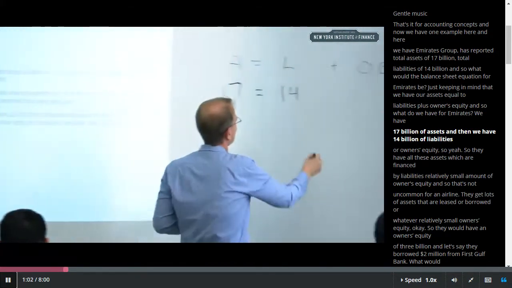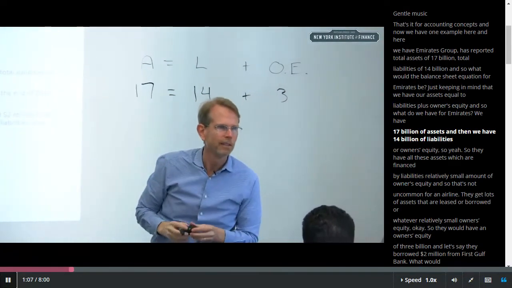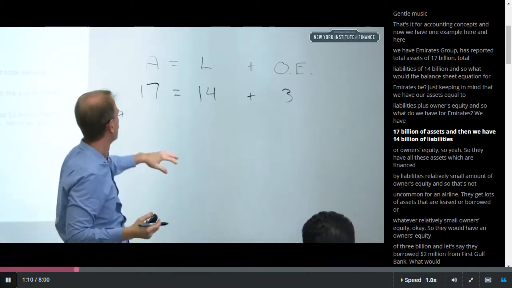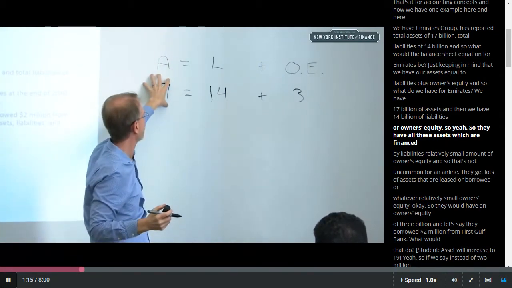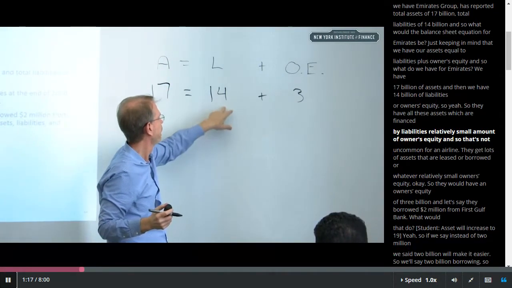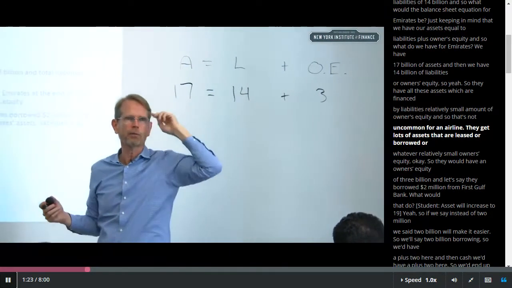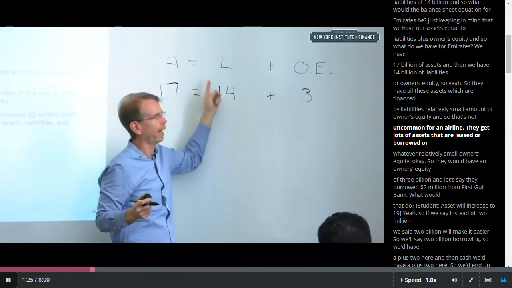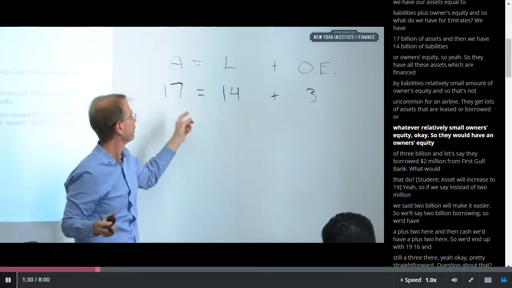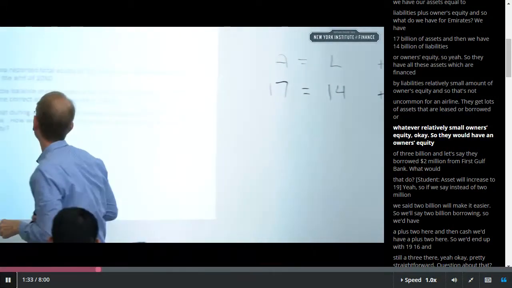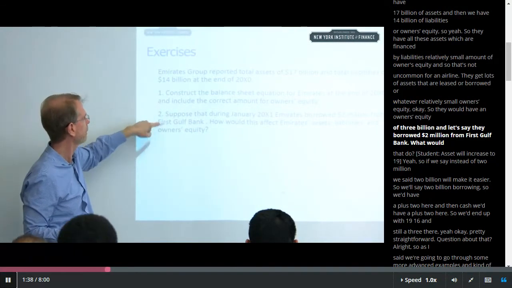We have the owner's equity. So they have all these assets which are financed by liabilities, a relatively small amount of owner's equity. That's not uncommon for an airline. They get lots of assets that are leased or borrowed or whatever, relatively small owner's equity. Okay. So they would have owner's equity of $3 billion.